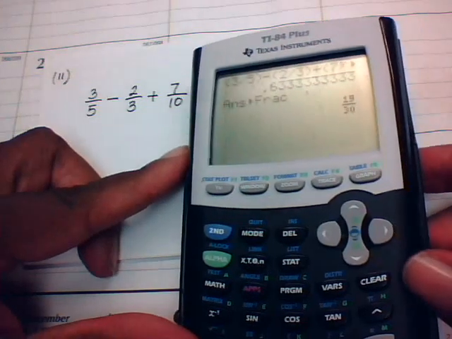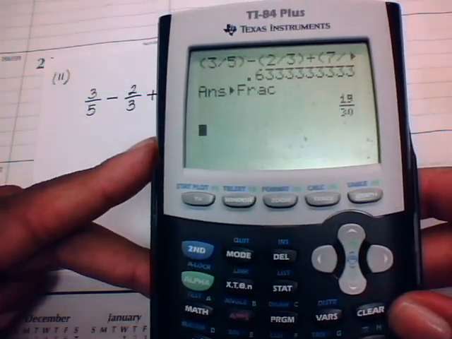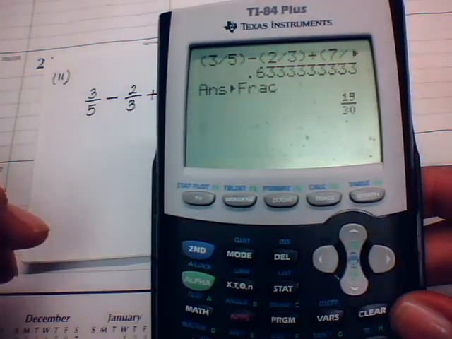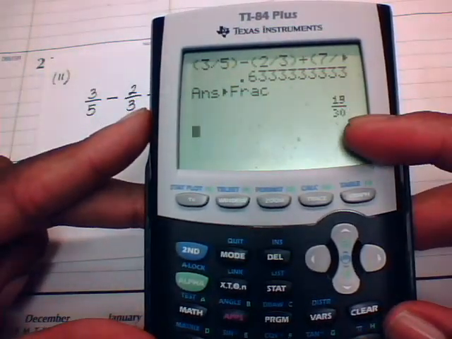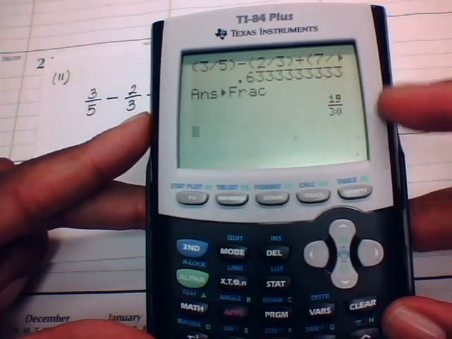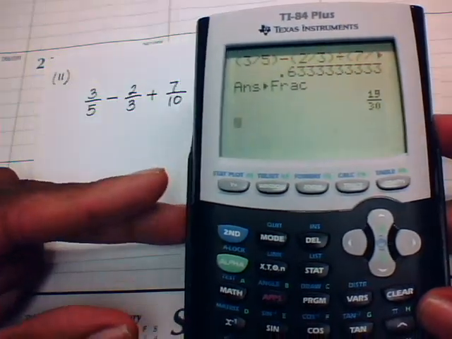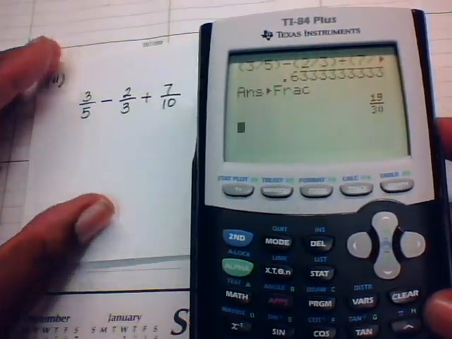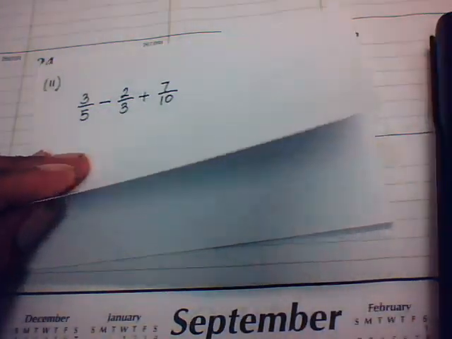In this case here, it's 19 over 30. Now knowing the TI-84 pluses, it'll give you the fraction as is. That looks like this. On the TI-83, it'll have like 19/30. But that is a fraction, 19/30ths. Okay, next problem.